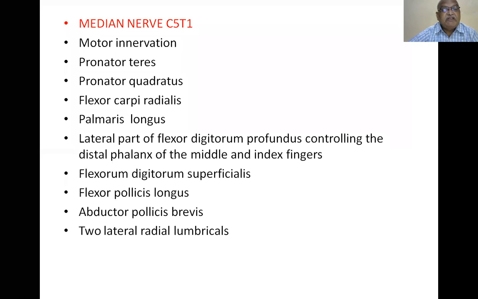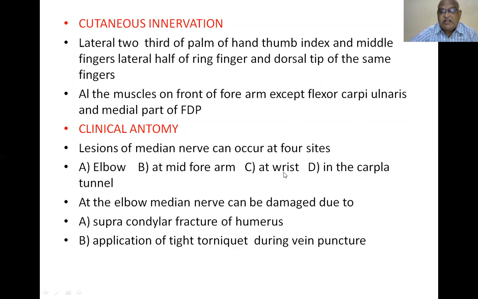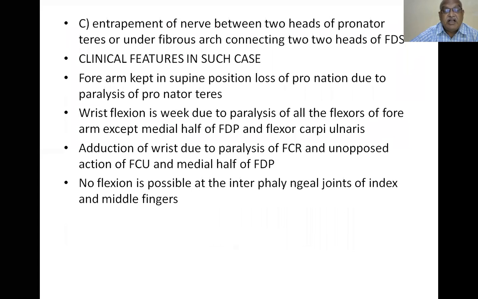Now the median nerve, C5 to T1, motor innervation. Clinical anatomy: lesions of the median nerve can occur at four sites, at the elbow, at the mid forearm, at the wrist, and in carpal tunnel syndrome. I already told you about carpal tunnel syndrome. Entrapment of the nerve occurs between the two heads of pronator teres or under the fibrous arch connecting the two heads of flexor digitorum superficialis. That is entrapment neuropathy, so all these are signs and symptoms caused by entrapment of the nerve.